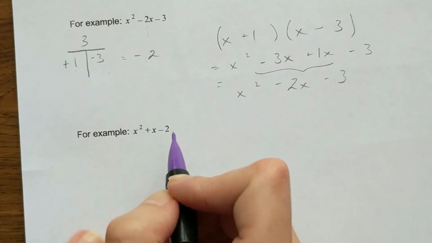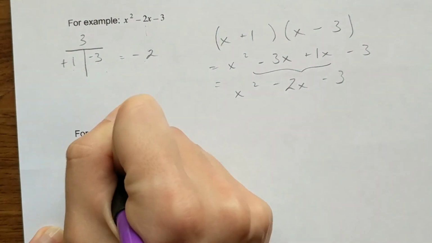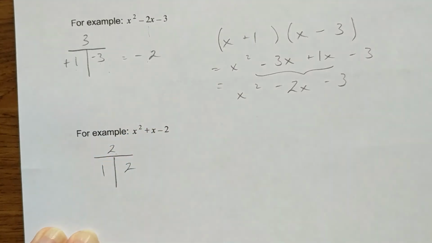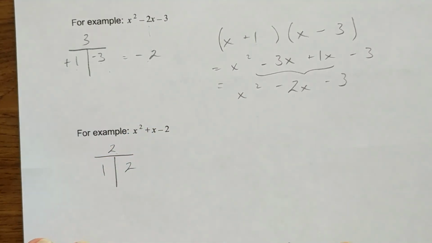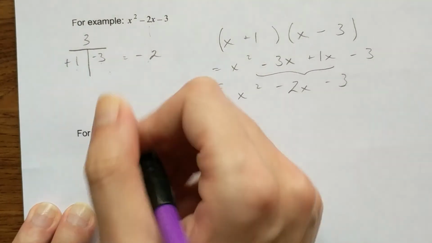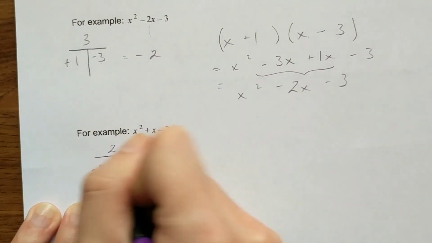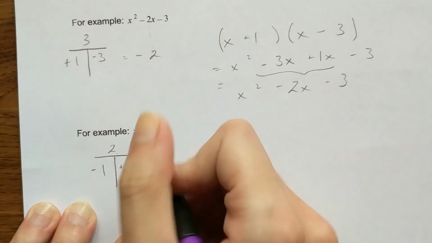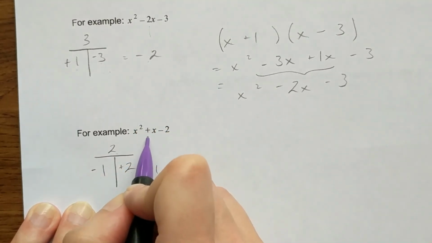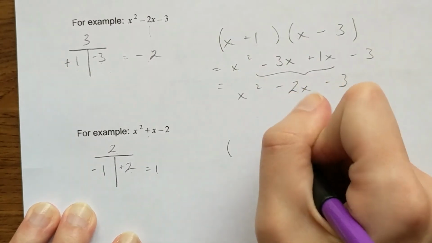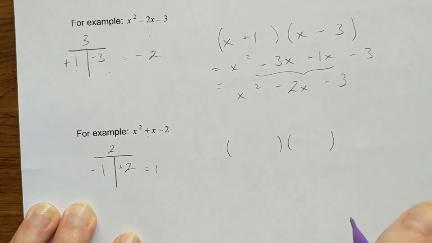Let's take a look here. 2 is what I need to multiply to. The only way to do that is 1 times 2. Here, I need my larger number to be the positive one and my smaller number to be the negative one. Negative 1 plus 2 is 1, and that's the coefficient that I have here, so we know that this works out. Let's go ahead and write our factored form.